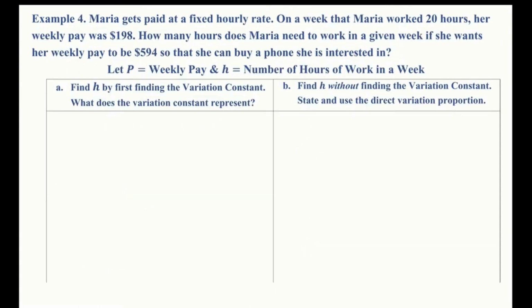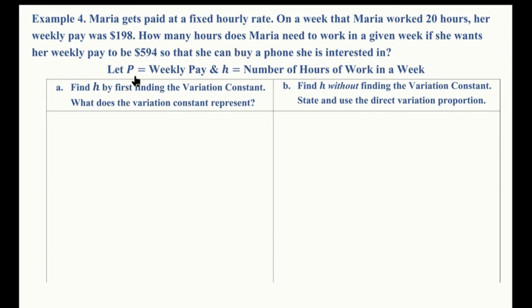So here's an application. It may not look like a variation problem, but you'll see in a minute that it actually is. We're talking about Maria, who gets paid at a fixed hourly rate. On a week that Maria worked 20 hours, her weekly pay was $198. How many hours does Maria need to work in a given week if she wants her weekly pay to be $594 so that she can buy a phone that she's interested in?